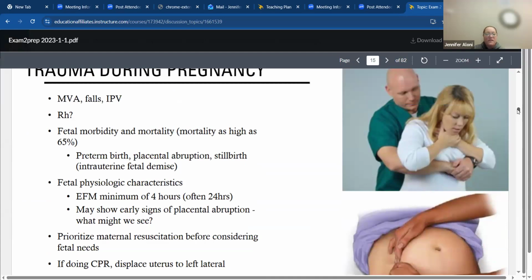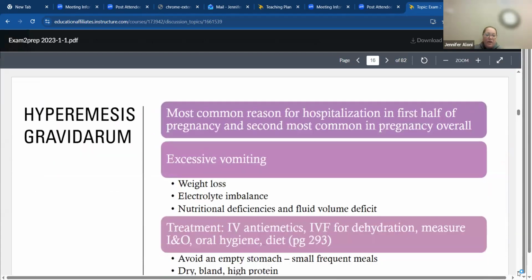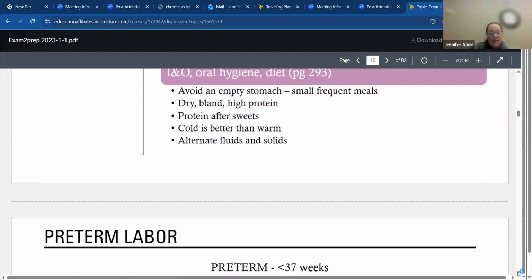Trauma during pregnancy, we know, is very frequent. If there is trauma, we want to do our RH factor, make sure there's no blood to blood contact with mom's blood and baby's blood mixing together. You have your hyperemesis, where you're vomiting all the time and you get dehydrated, weight loss, deficiencies. Small frequent meals, dry, bland, high protein diets are going to help with that.